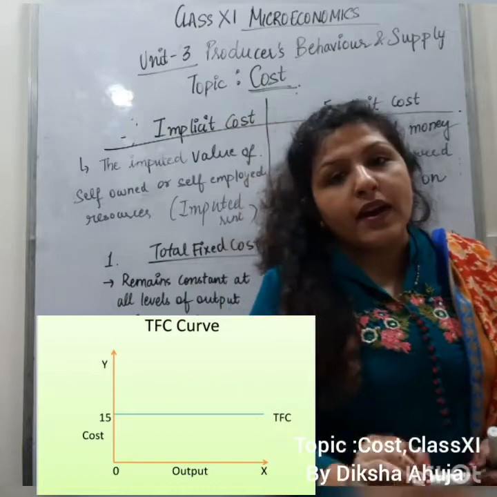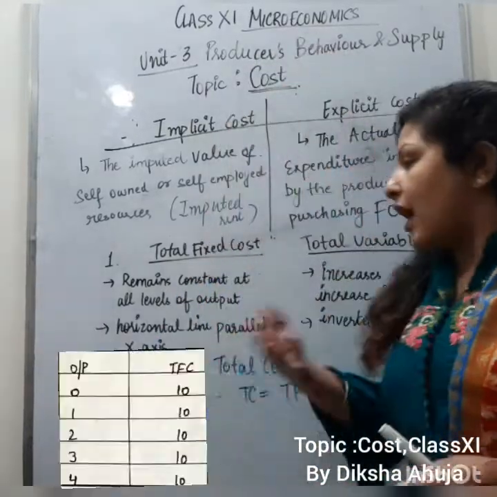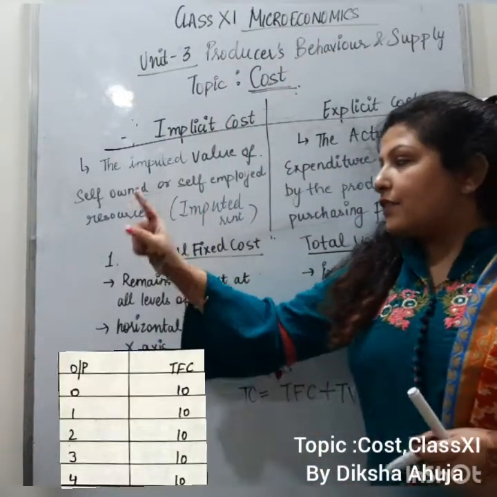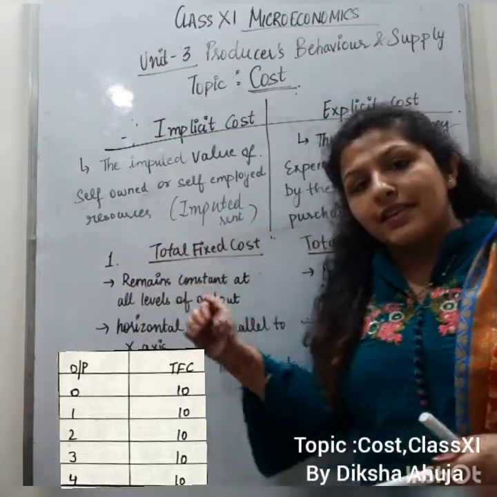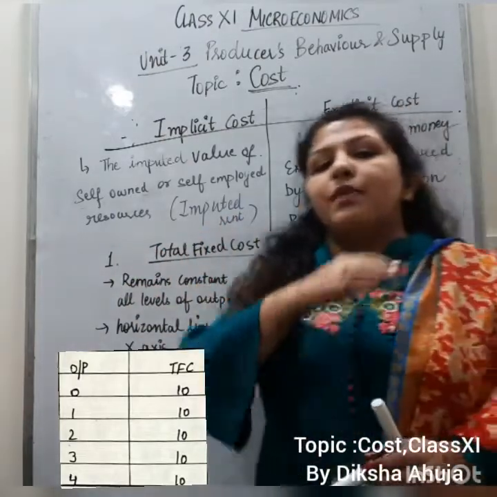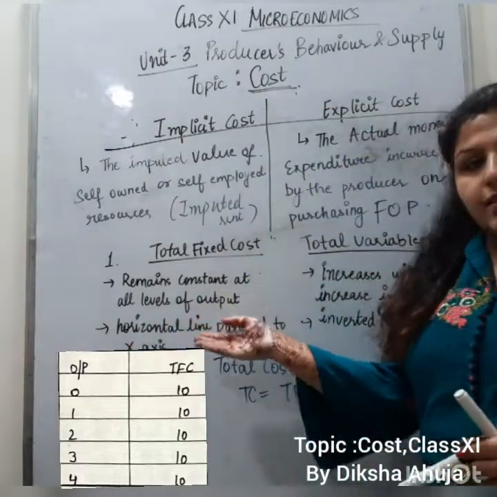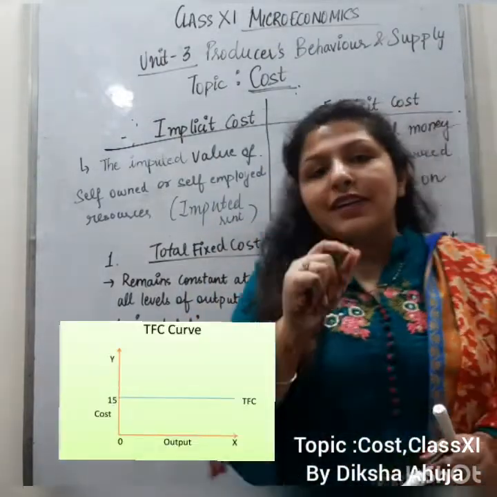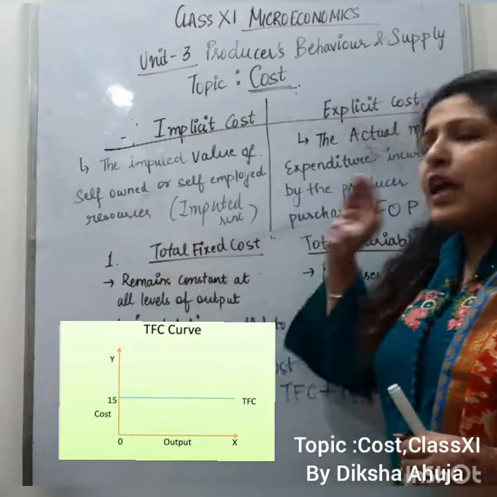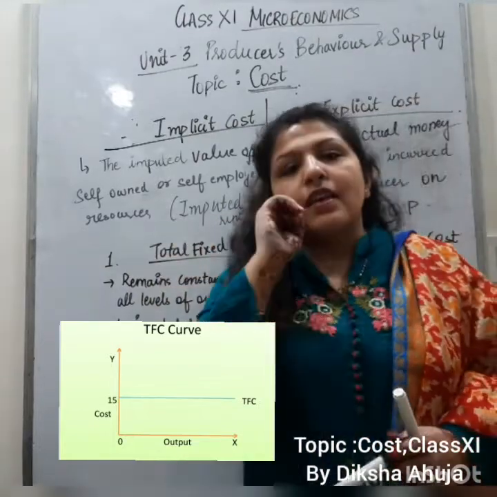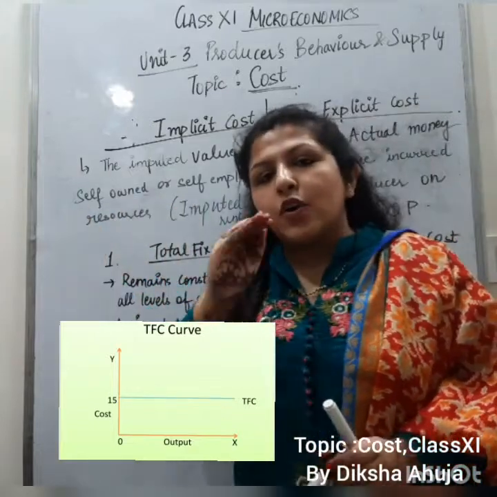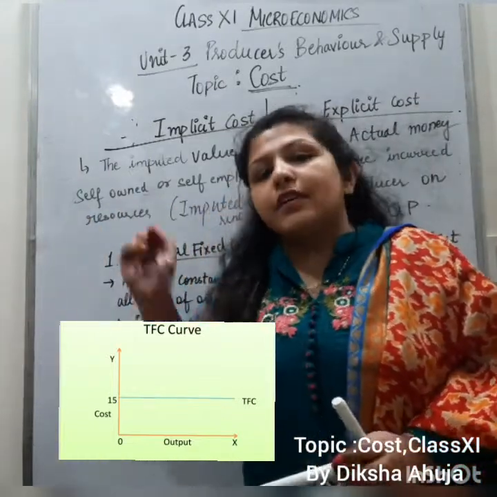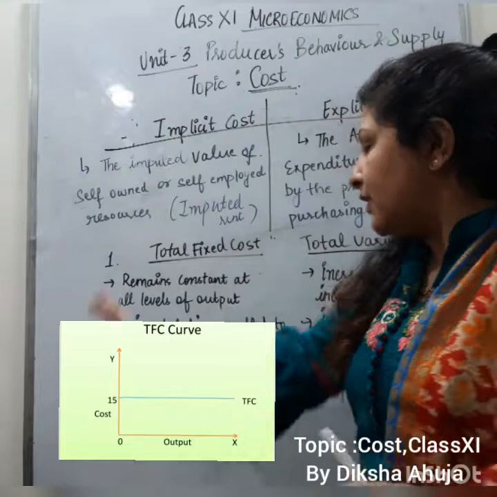अगर output 0 है तो भी cost 0 नहीं होगी. You can have a look on the schedule that when output is 0, 1, 2, 3, 4, then also total fixed cost is 10, 10, 10, 10, right? So total fixed cost remains constant, and you can see in this diagram that it is represented by a horizontal straight line parallel to the x-axis, with output on the x-axis and cost on the y-axis. Output increases or decreases, total fixed cost remains same.